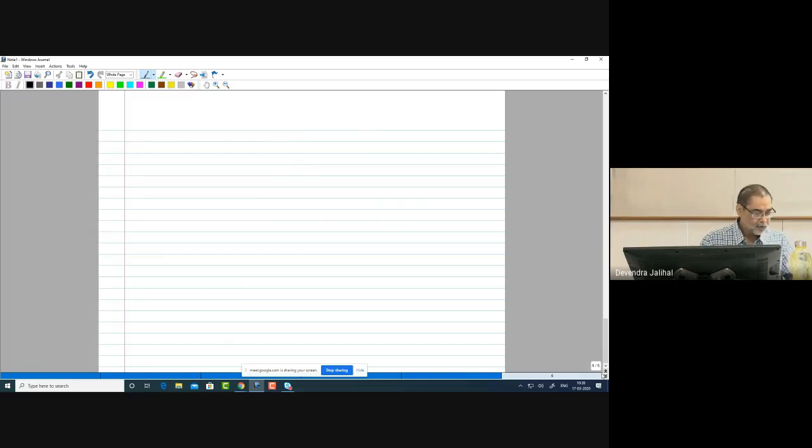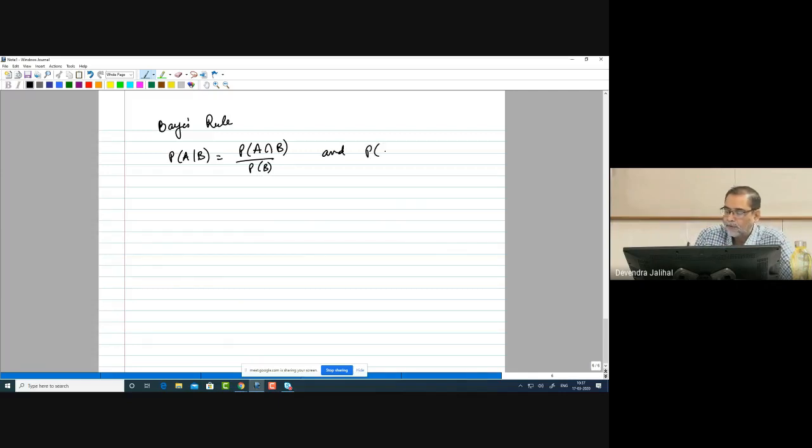Okay, so then we have what is called the Bayes rule, right? So the conditional probability I had, probability of A given B, we said is probability of A intersection B by probability of B, right? Then similarly, probability of B given A would be probability of A intersection B by probability of A.